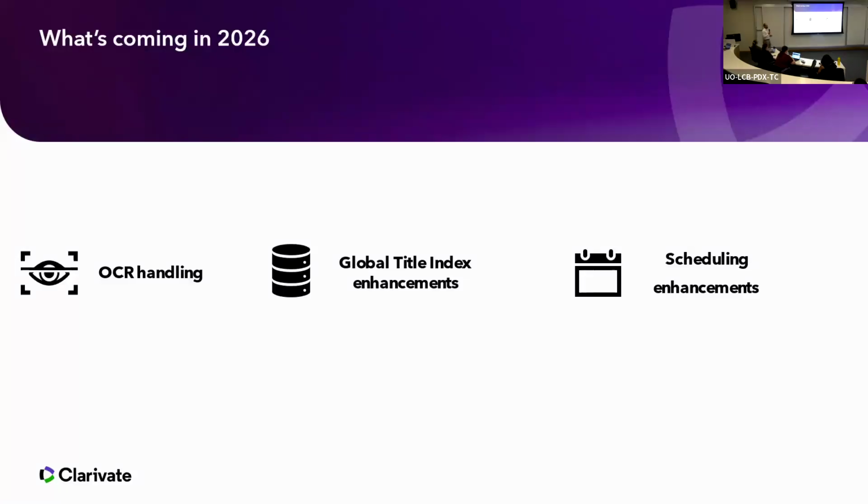Okay, so what are we working on? A couple of items that are coming up that are exciting. One is OCR handling. We have a lot of conversations with the community about accessibility, and so we're going to add automated OCR to RapidILL, to Rapido, and to Alma resource sharing. The system will automatically OCR files that do not have OCR already in them.